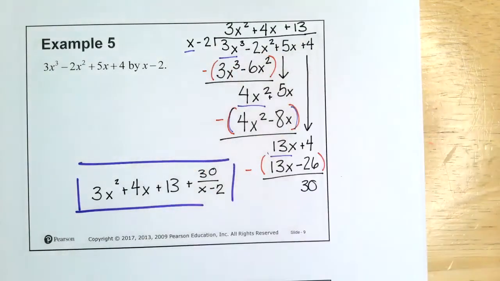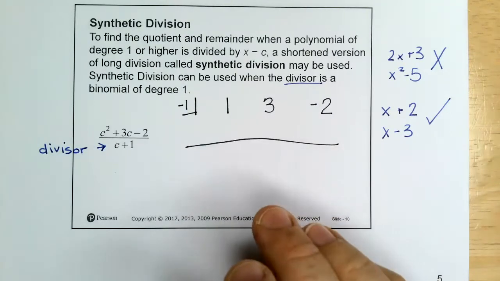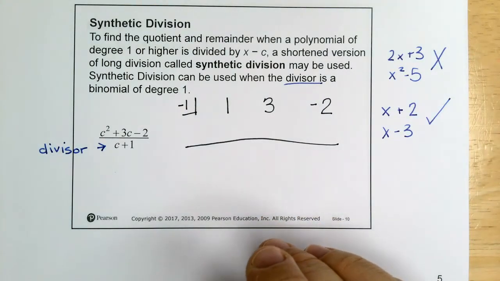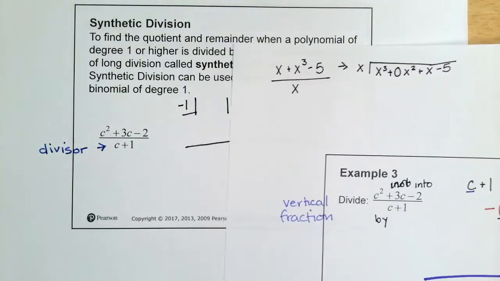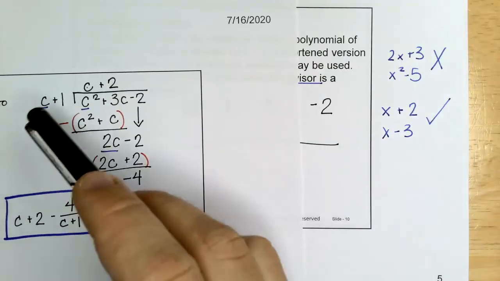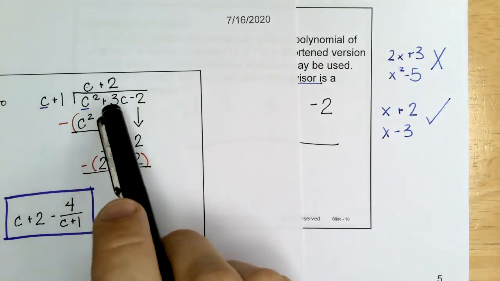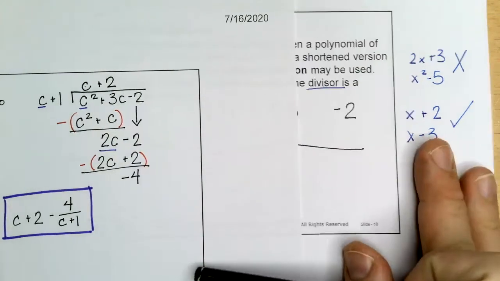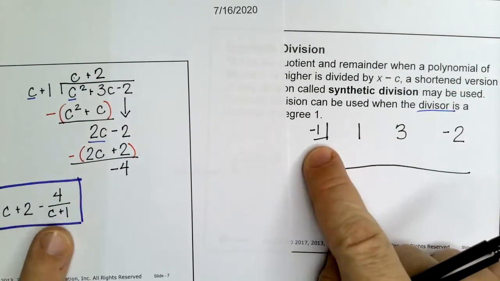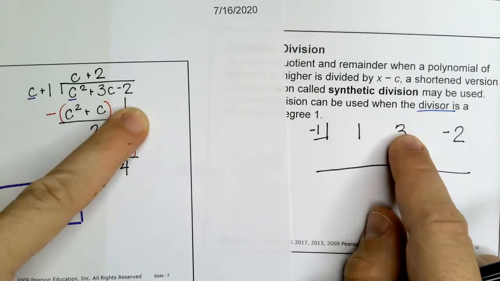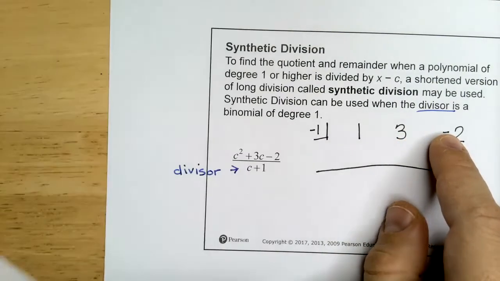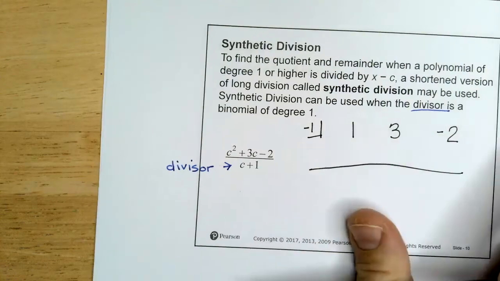Instead of this, we have this. And actually, let's compare this truly to the example we had. The example we had was right here. Same problem, right? So instead of writing out c plus 1, division bar, c squared plus 3c minus 2, I have that becomes that, that becomes that, that becomes that, and that becomes that. Okay?